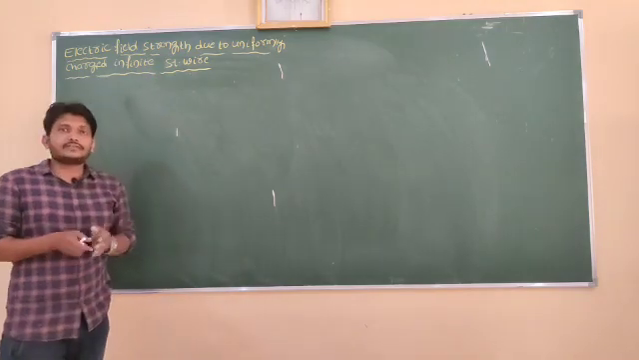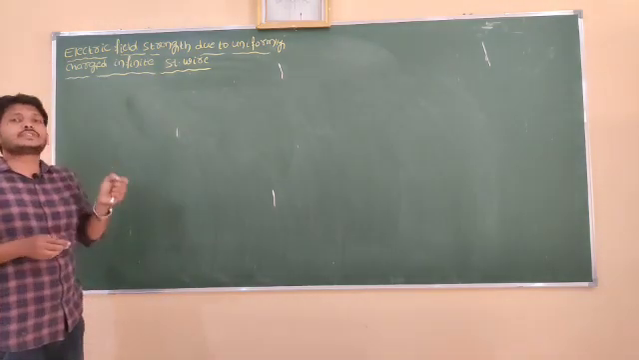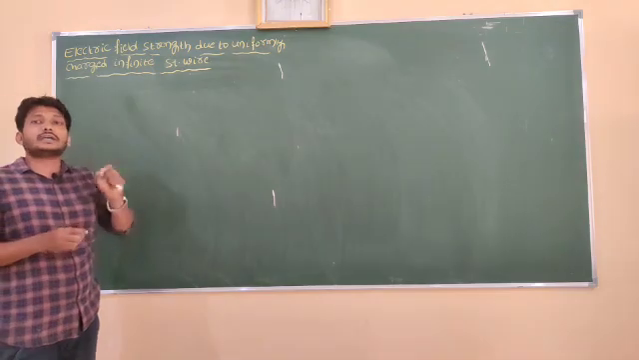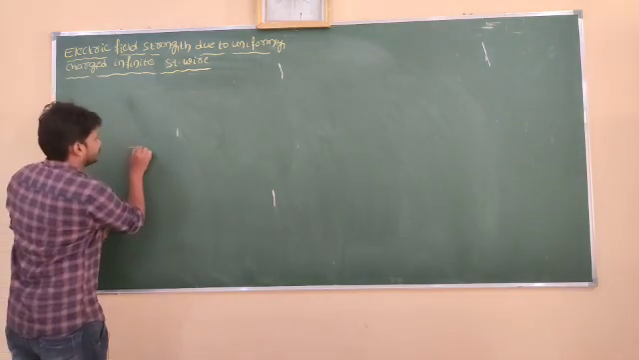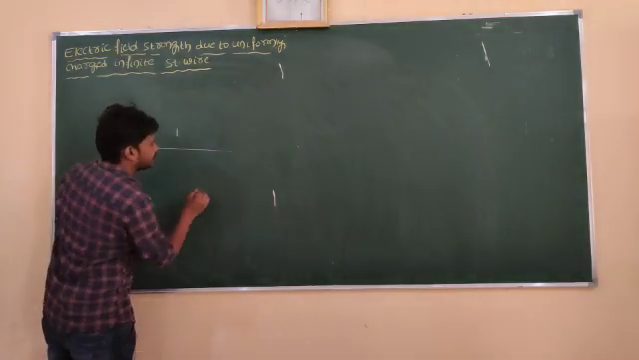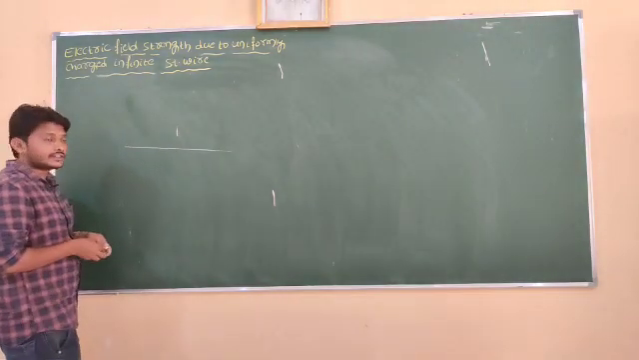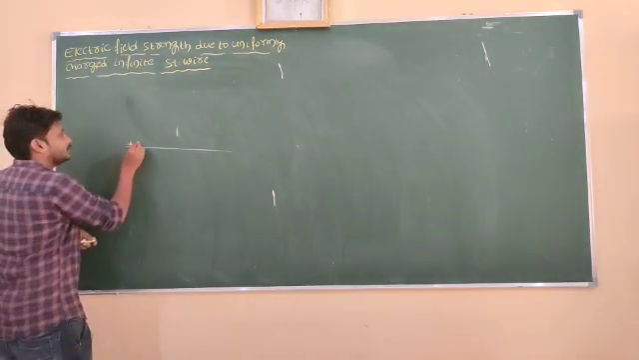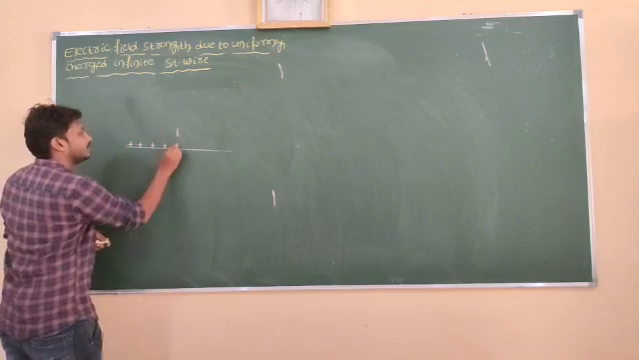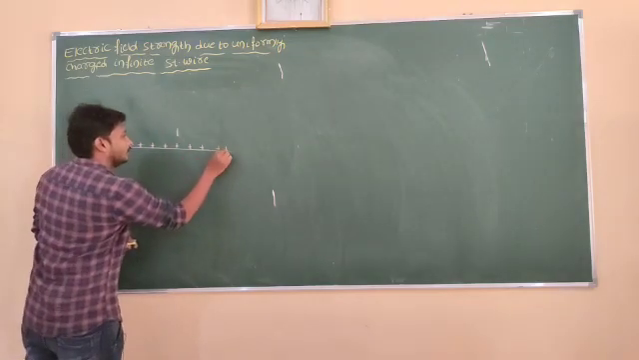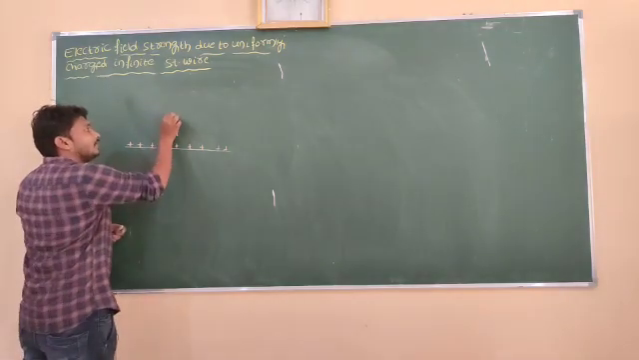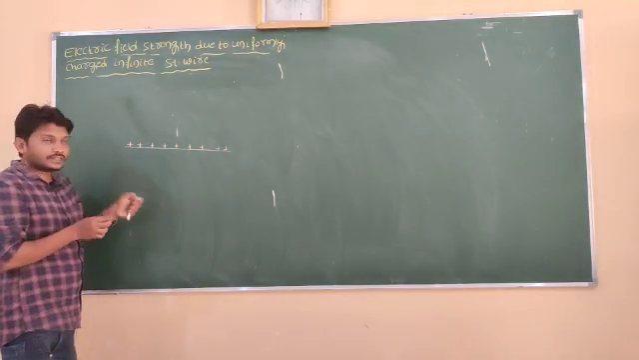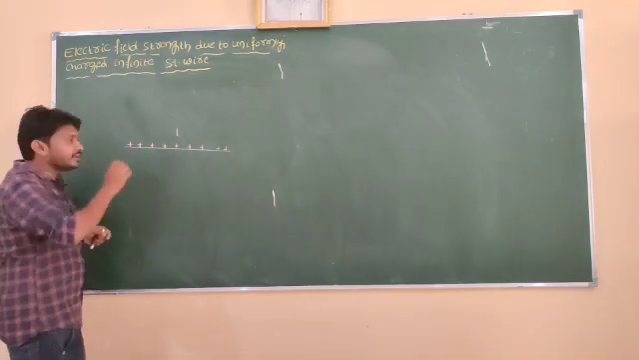First I will take one infinite straight wire. On that wire the charges are distributed uniformly. For example, this is the straight wire, and on it the charges are distributed uniformly. Now my interest is to calculate the value of the electric field at this point. So let me draw one imaginary cylinder here.